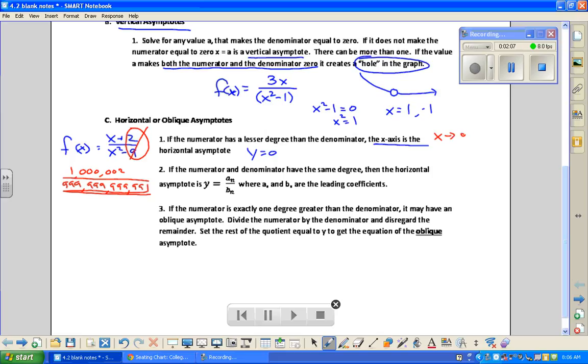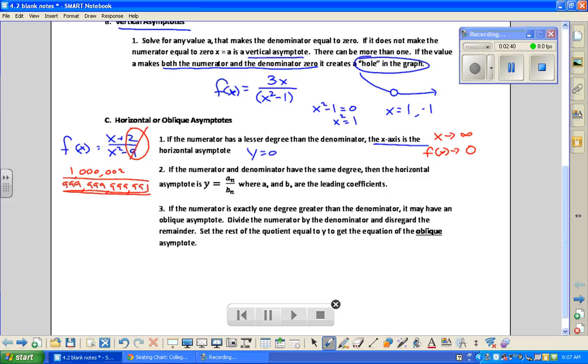As x gets closer and closer to infinity, bigger and bigger, this ratio, even though I have a million on top, I've got 999 billion on bottom. F of x is going to approach 0. And the degree can be greater by 1 or 2 or 3. If the bottom is a higher degree, overall it's going to get closer to 0.